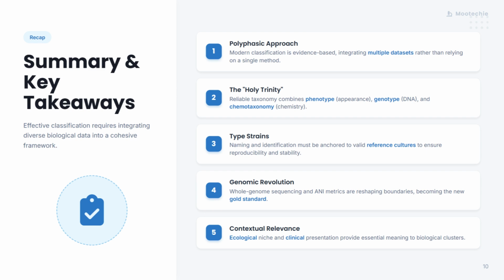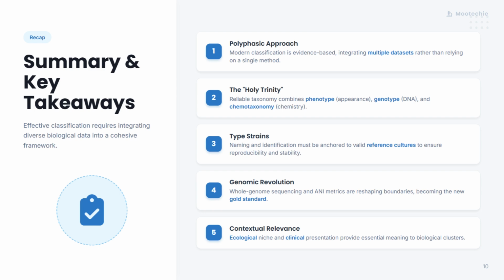Polyphasic approach: modern classification is evidence-based, integrating multiple datasets rather than relying on a single method. This is the central, overarching theme of everything we have discussed. The Holy Trinity: reliable taxonomy combines phenotype (appearance), genotype (DNA), and chemotaxonomy (chemistry). These three pillars support a stable and accurate understanding of what a species is. Type strains: naming and identification must be anchored to valid reference cultures to ensure reproducibility and stability. They are the official representatives, the gold standards to which all other isolates are compared.